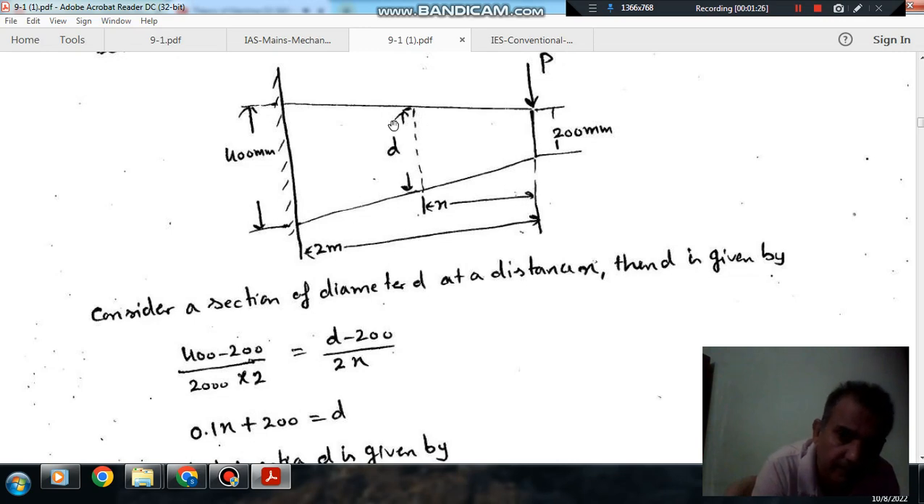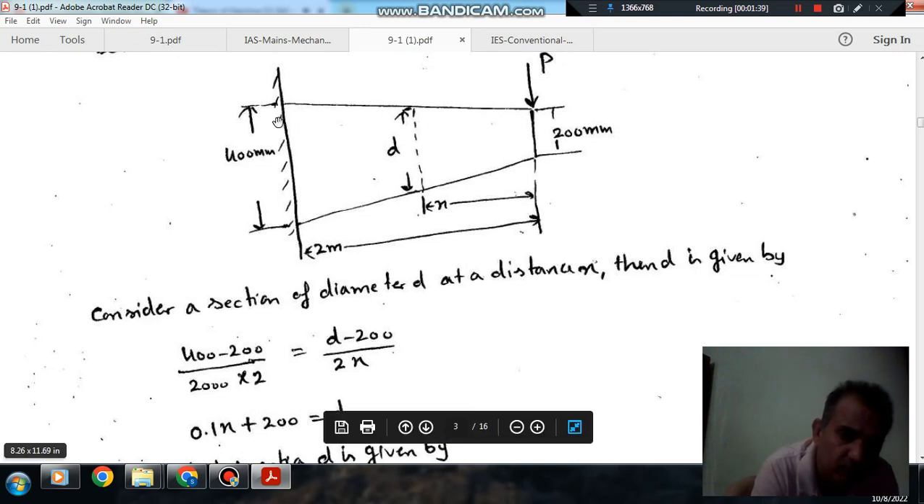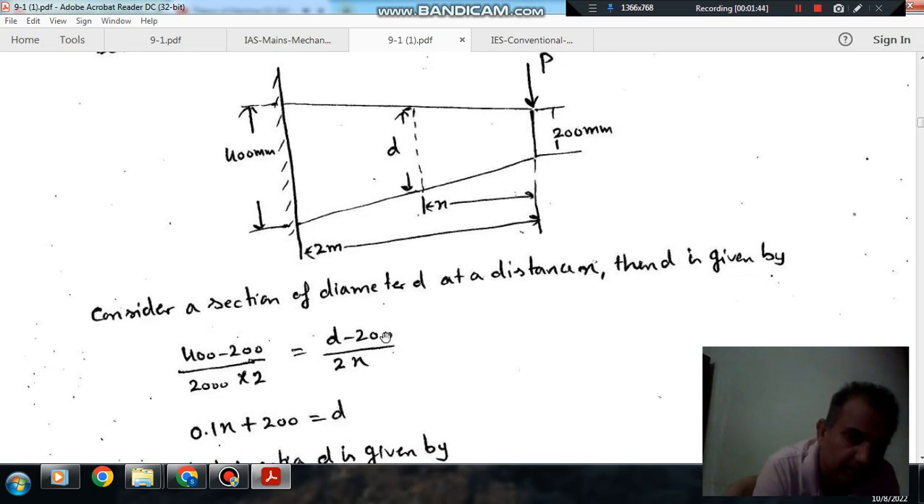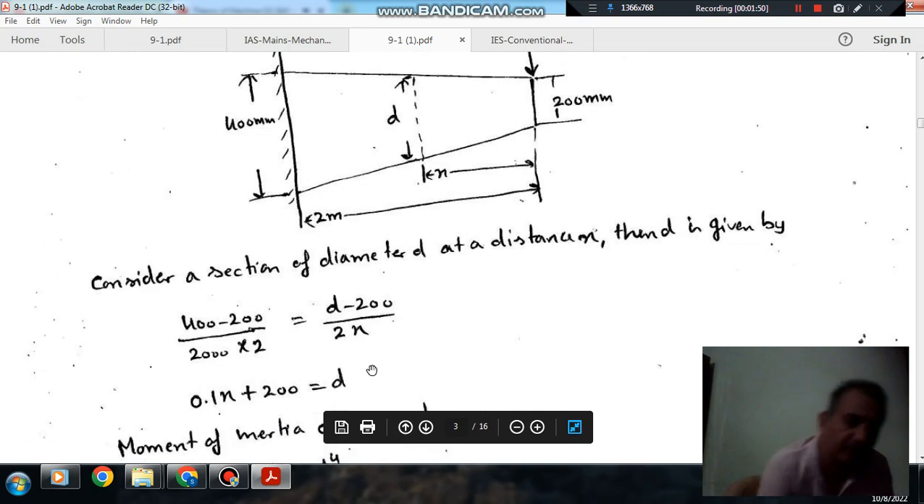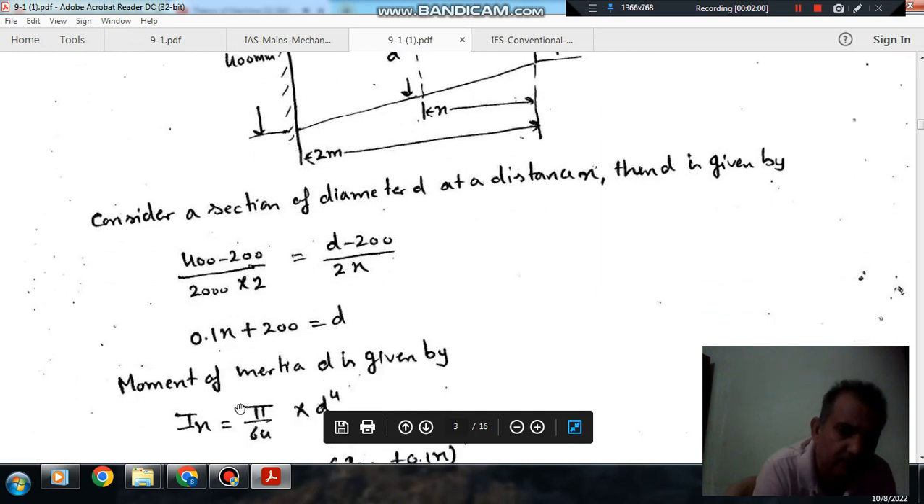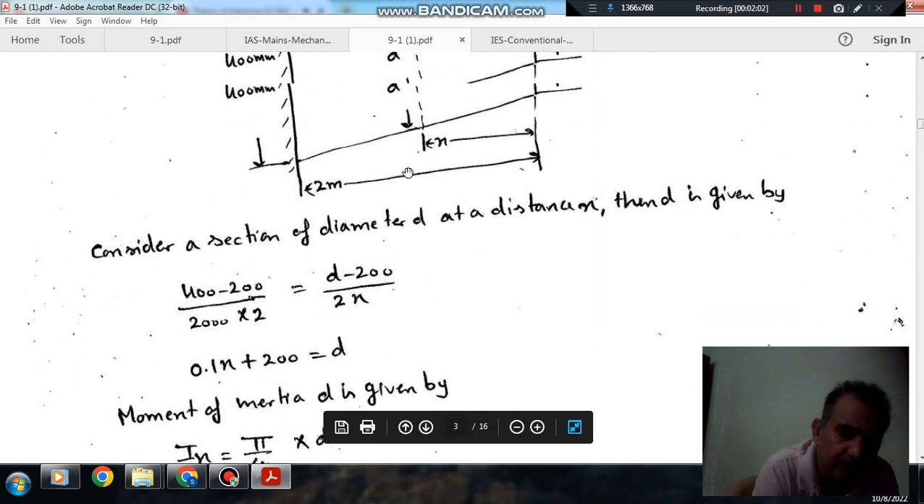Okay, and if we draw a line here, then this will be your (400 minus 200) by 2, and this will be your (d minus 200) by 2, and from the similar triangle we can have (400 minus 200) by 2 divided by 2000, equal to (d minus 200) by 2 divided by x. So we can find out d in terms of x. So then d will come out as 200 plus 0.1 x. Okay, so now we have d in terms of x.